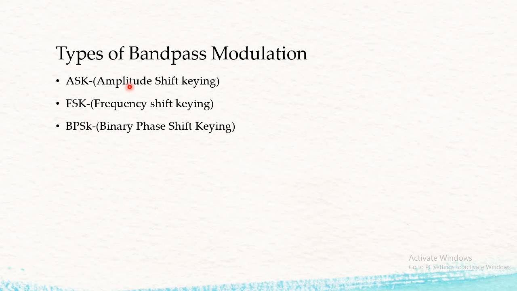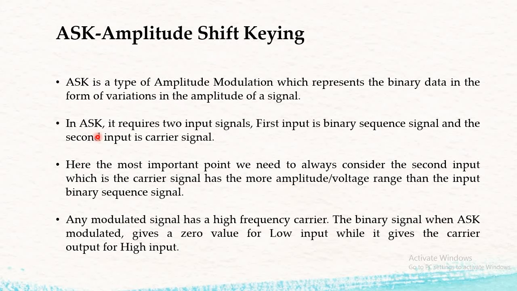Then these three are the types of bandpass modulation: ASK, FSK and BPSK. The first is ASK. ASK stands for amplitude shift keying. Now ASK is a type of amplitude modulation which represents the binary data in the form of variations in the amplitude of a signal. In ASK it requires two input signals. First input is a binary sequence and the second is a carrier.